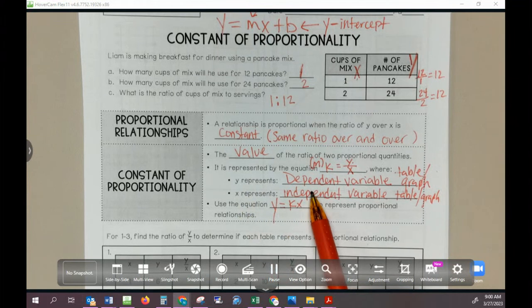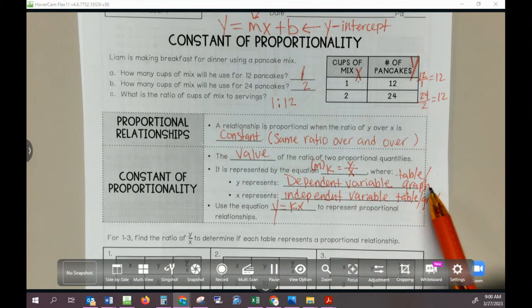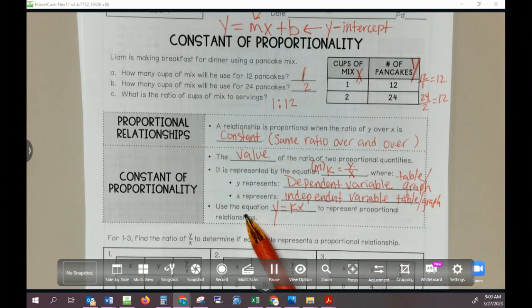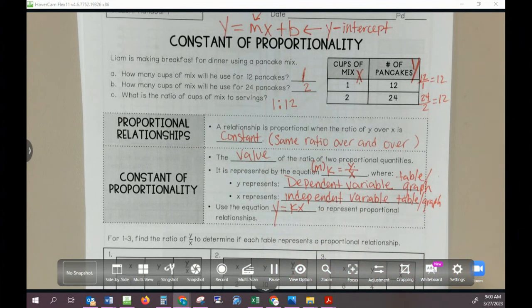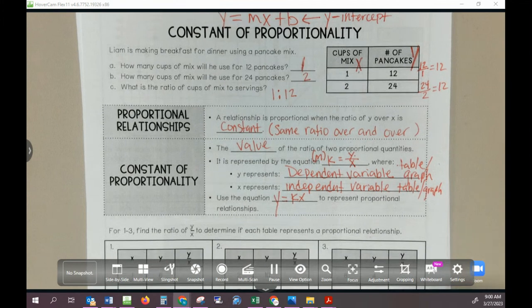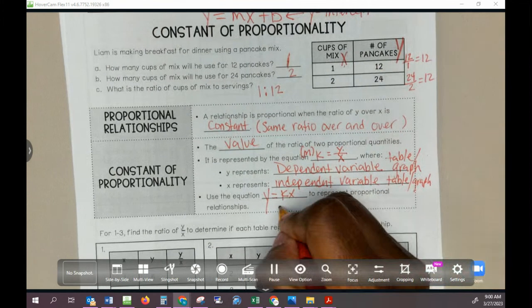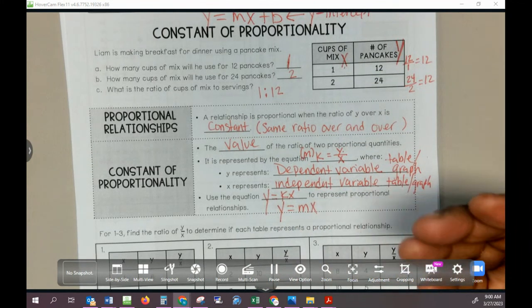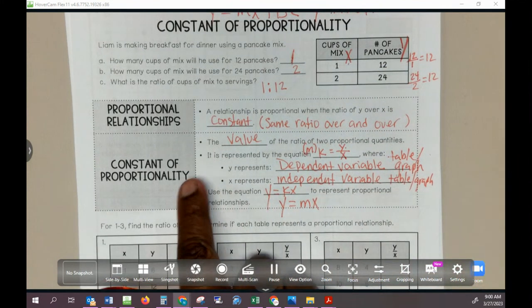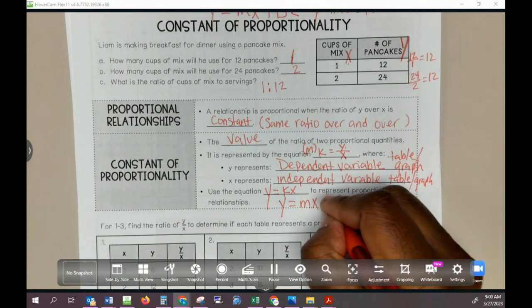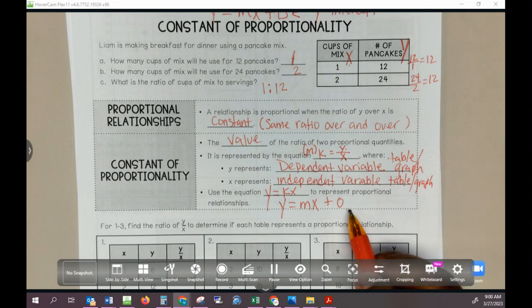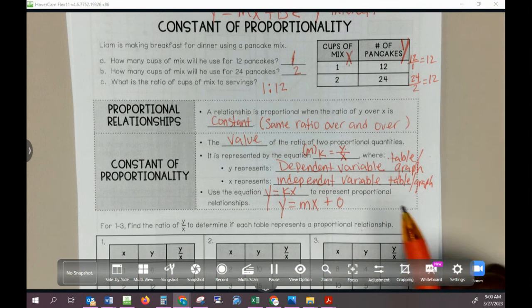So Y represents dependent variables on tables and graphs, and X represents independent variables on tables and graphs. We use the equation Y equals KX to represent proportional relationships. So what does that really look like related to our original? That's just Y equals MX. Because what happens is if they are proportional, that means that my plus B is really just 0. Proportionality means that I'm not going to originally cross the y-axis.